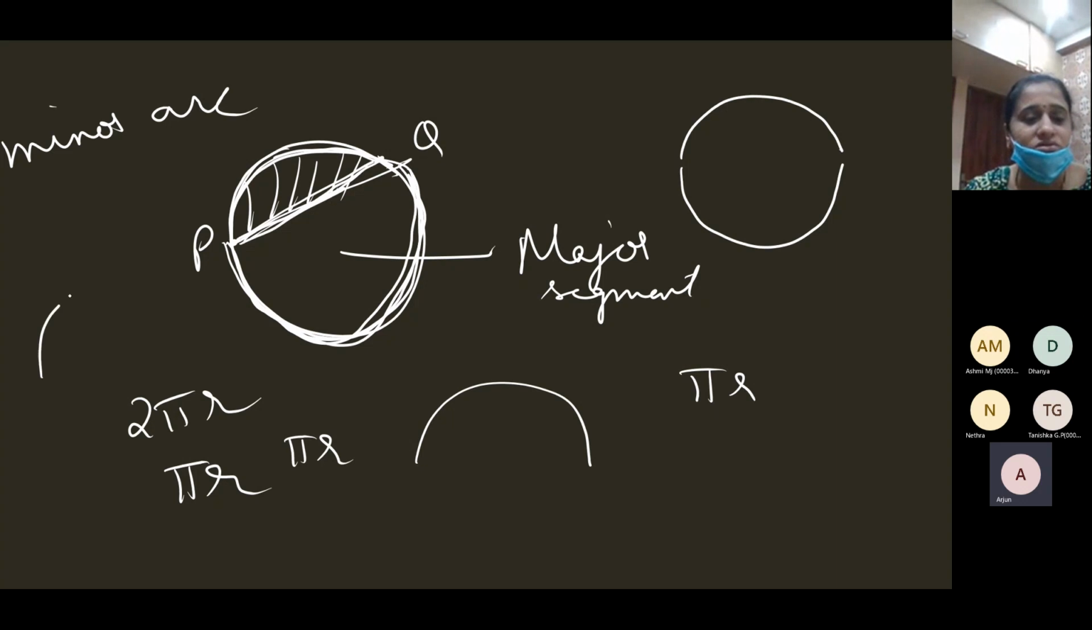Semicircle is only this one. This is a semicircle. So this arc, see here, is a minor arc because its length is less than the length of the semicircle. Now supposing the arc is here like this one, PQ. This one is a major arc because the length is more than the length of the semicircle.